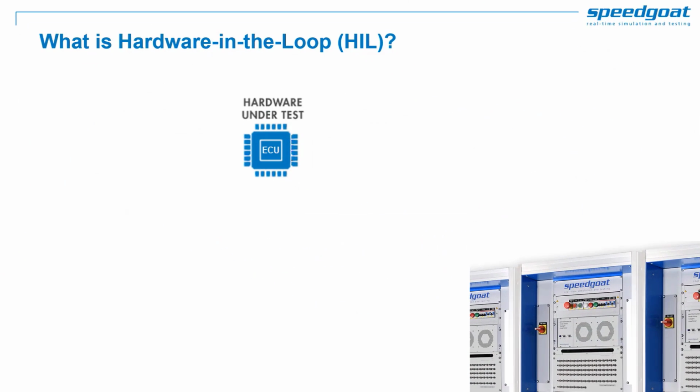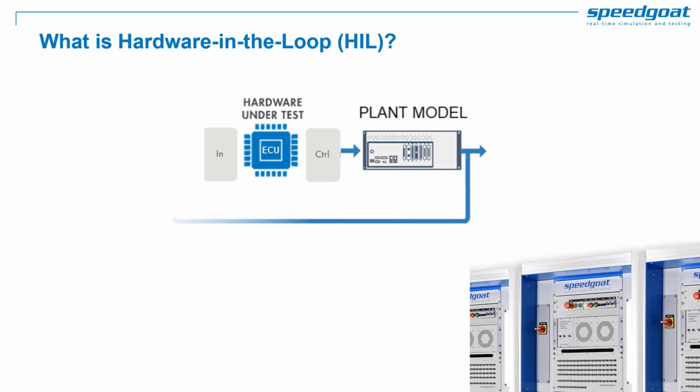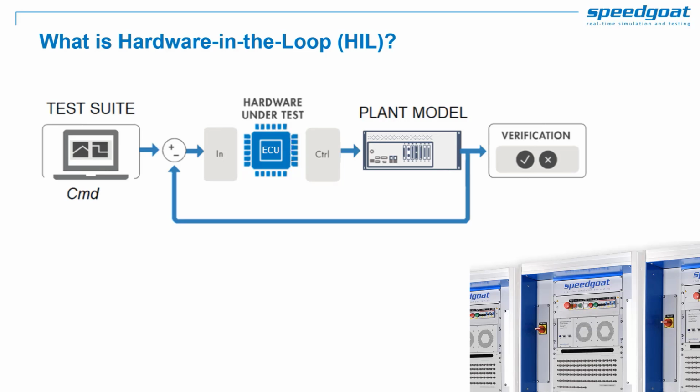So let's zoom in and have a look at what hardware in the loop actually means. During HIL testing, you have a hardware under test, like an electronic control unit, ECU, or a flight controller. You can simulate the environment of this controller using a plant model. The hardware under test and the plant model emulated by a real-time target machine form a closed loop. Using test automation, you can run many tests in a sequence and verify that all requirements are met.